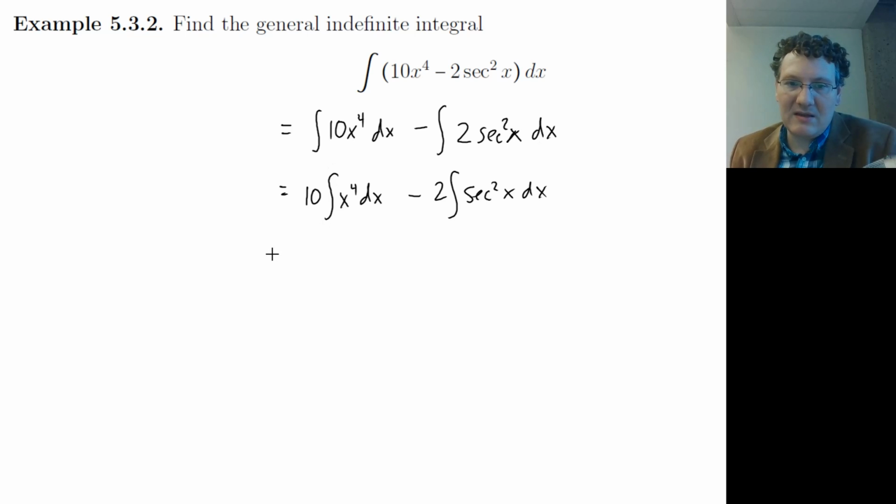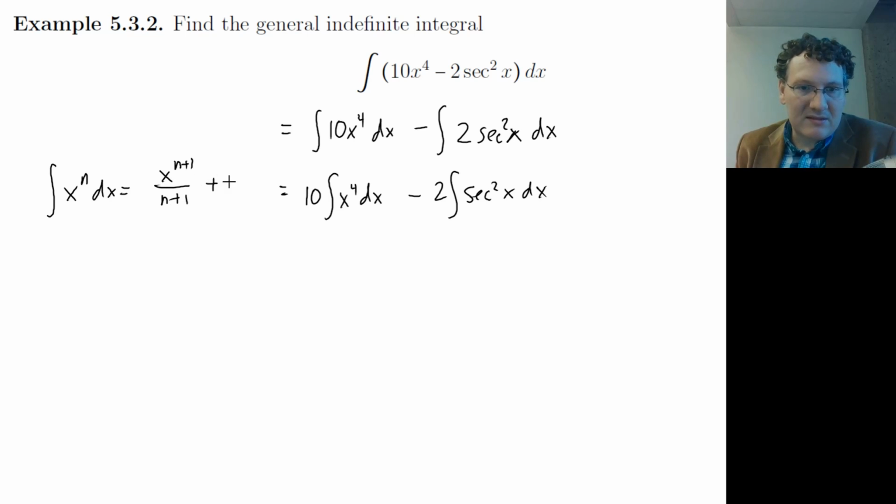Now using the indefinite integral rules, we had that the integral of x to the n dx is going to be x to the n plus 1 over n plus 1 plus any constant c. I'm going to add the c on at the very end. So this first integral would be x to the 5th over 5, and the 10 is just hanging around there.